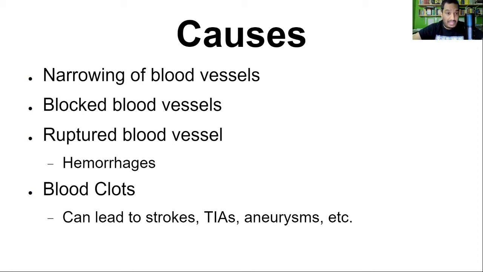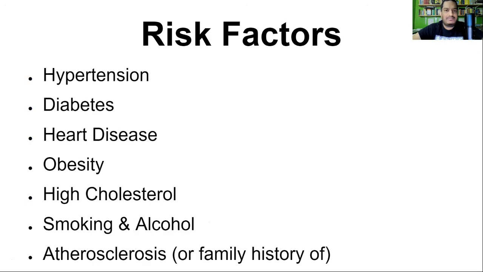Blocked blood vessels as well. Ruptured blood vessels, that's going to be like hemorrhages, and then blood clots, which kind of goes right back into blocked blood vessels and narrowing of blood vessels. And this can lead to things like strokes, as I mentioned, as well as TIAs. Those are transient ischemic attacks, as well as aneurysms and other things as well. Now, you're probably wondering what could cause narrowing of the blood vessels going to the brain or blocked blood vessels going to the brain. So let's talk about that.